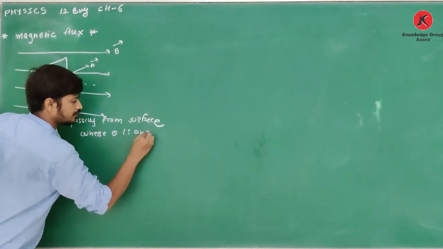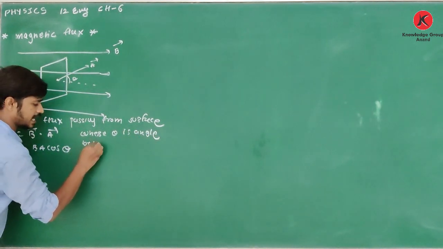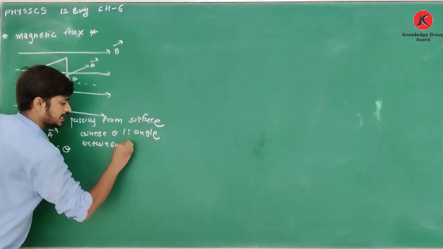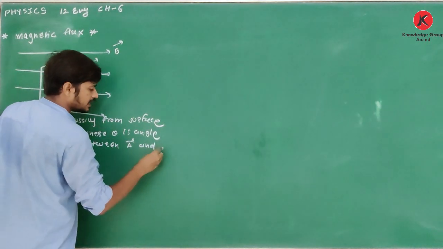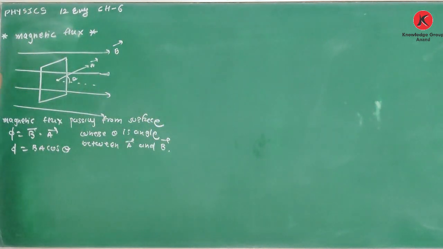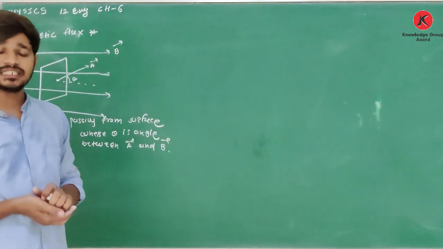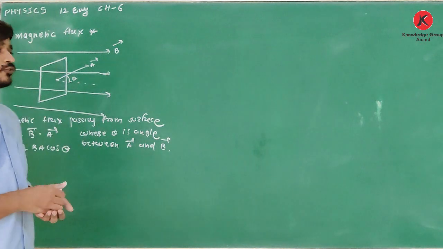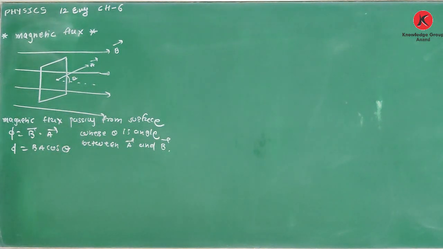is the angle between A, that is the area vector, and B, that is the magnetic field. Again, phi is equal to BA cos theta. Similarly, we can use the concept of area vector. That is, the area vector is always perpendicular outward, normal to the surface. It is always normal to the surface. This equation of flux is for a uniform magnetic field.